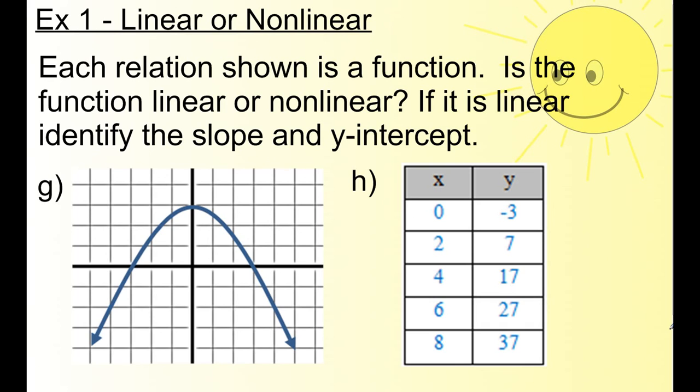So here's letters G and H. Same bit of information. Is it linear or nonlinear? If it is linear, find the slope and the y-intercept. Go ahead, pause the video, and try these two problems right now. When you're ready to continue, hit play, and we'll go through it together.